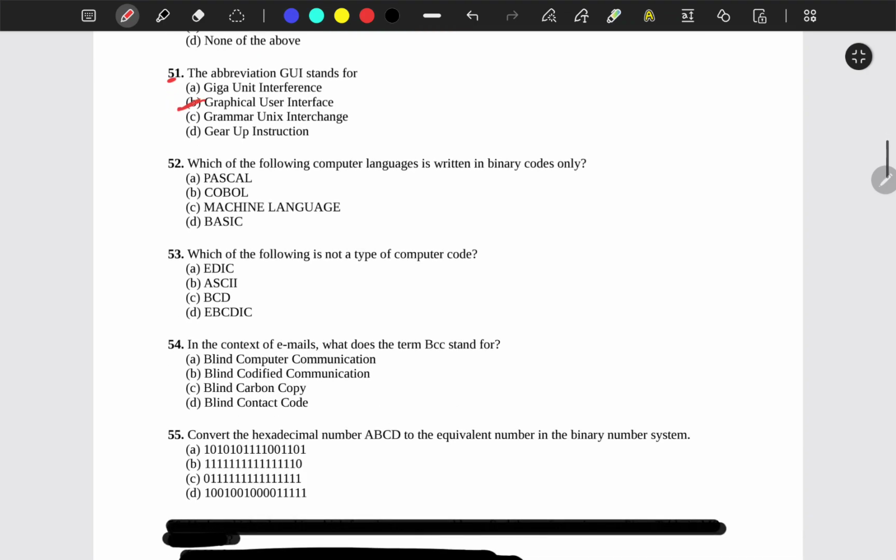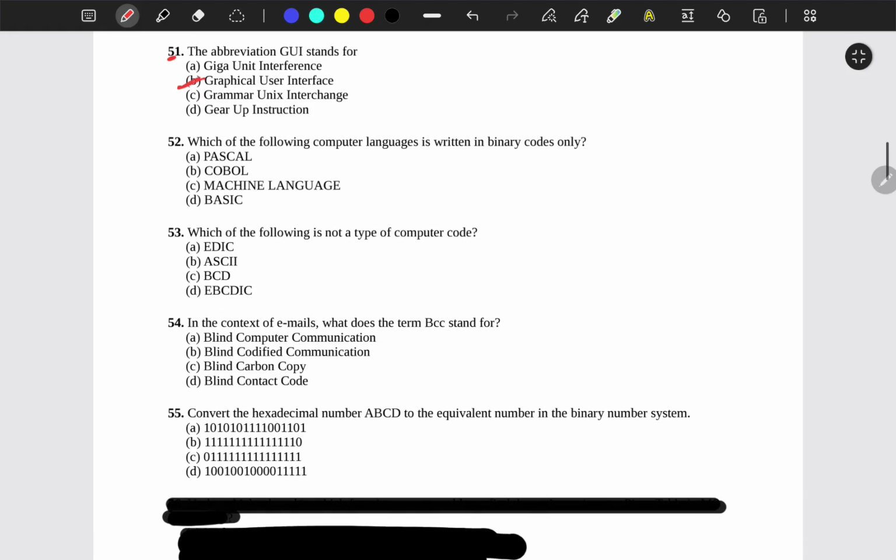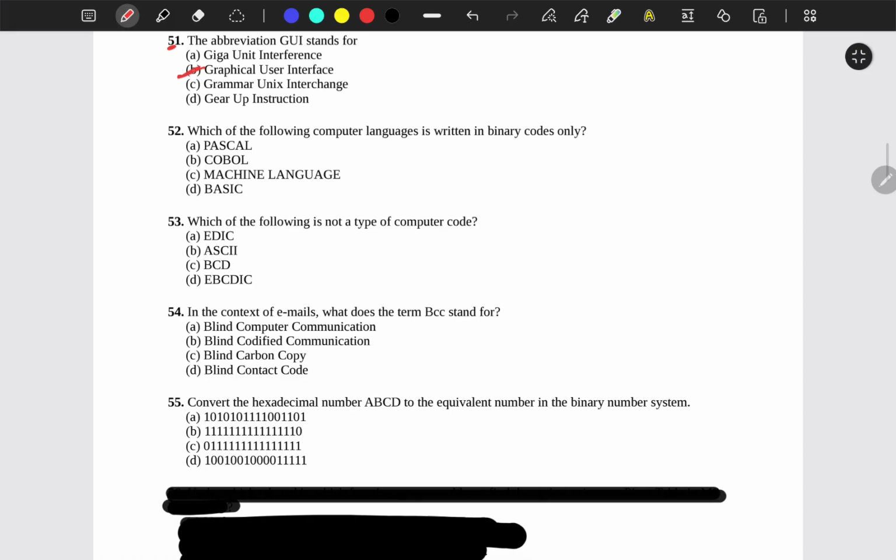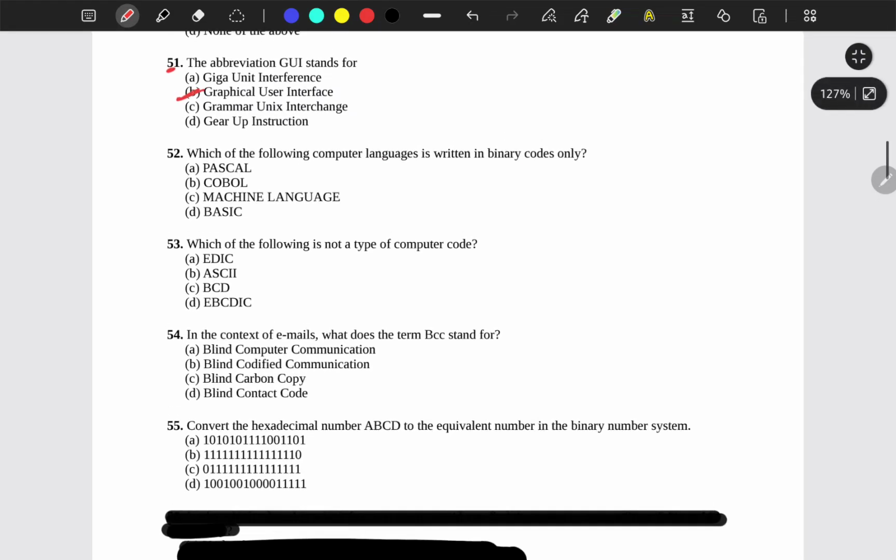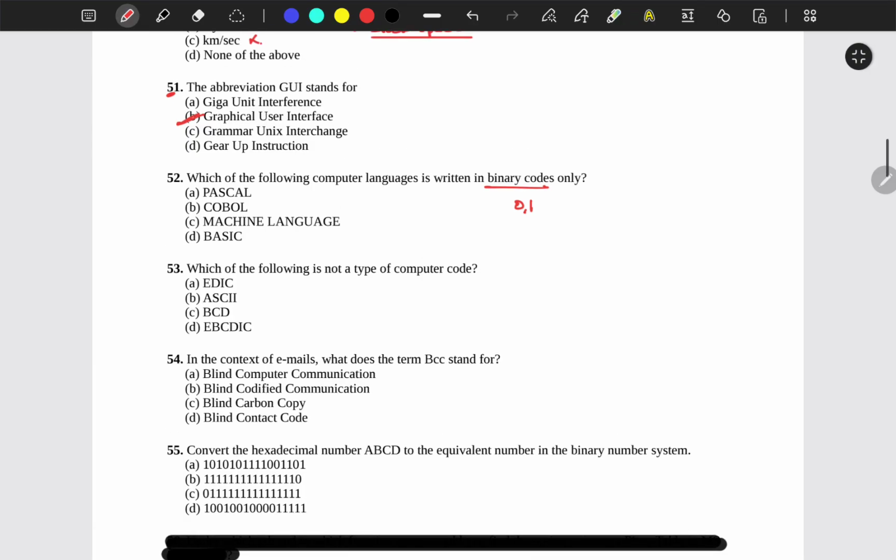Question number 52, or the next question: which of the following computer languages is written in binary codes only? Binary codes only. What is binary codes? Binary codes is zeros and ones, which is written in zeros and ones. So take your time and mark your answer. So this one would be machine language.